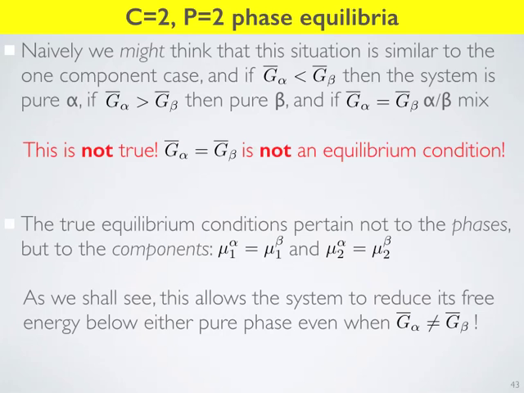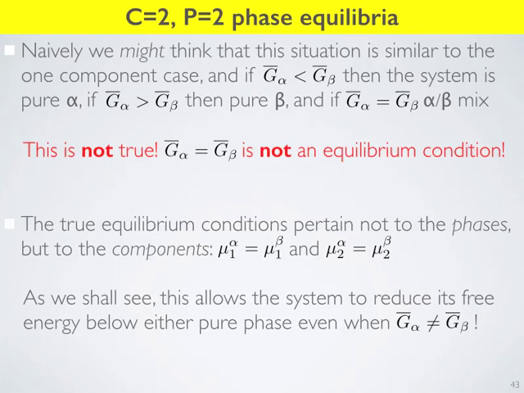Remember that at equilibrium, you have to have equality of temperatures and equality of pressures. Those are trivially satisfied because we impose a uniform temperature and pressure on our system. The third condition is equality of chemical potentials for each component between all the phases. So these conditions have got to be satisfied. Okay, questions about that?